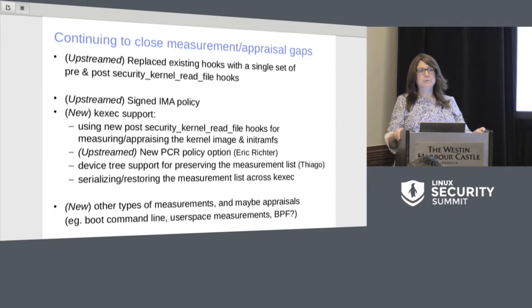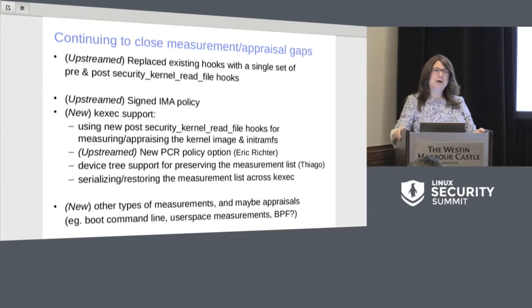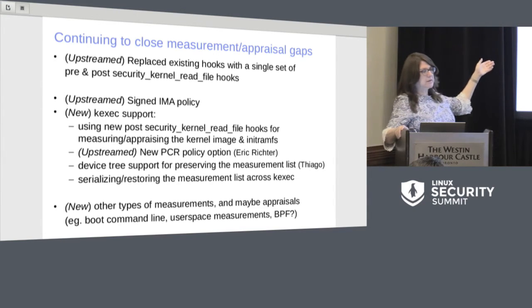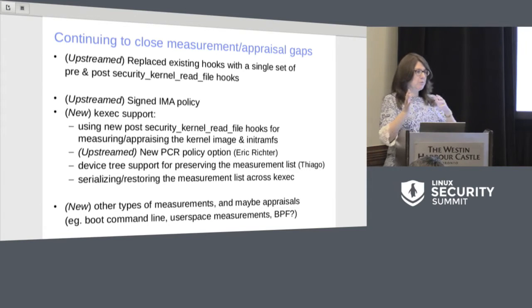Basically, I didn't realize that the system that's running can be in one endianness and it can be booting a different image in a different endianness. And so we had to serialize, we had to canonize the format that's being used so that each of them would be able to understand the previous measurement list.